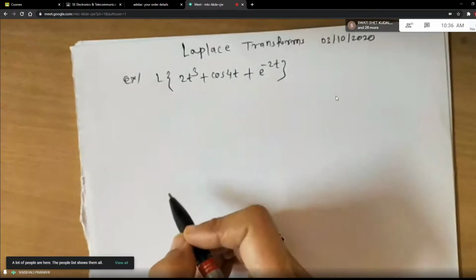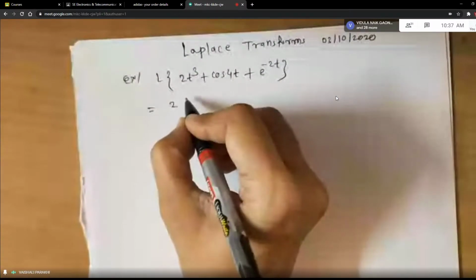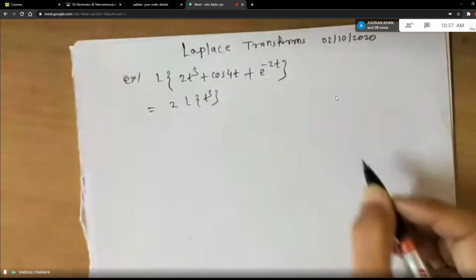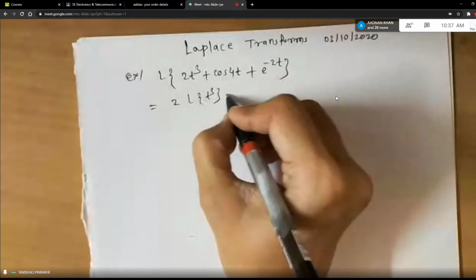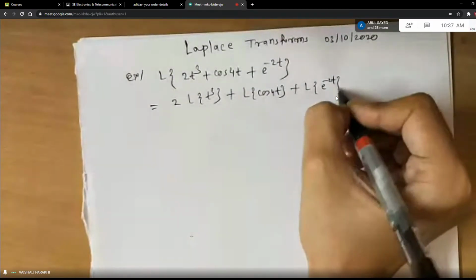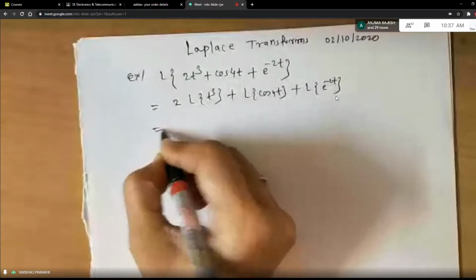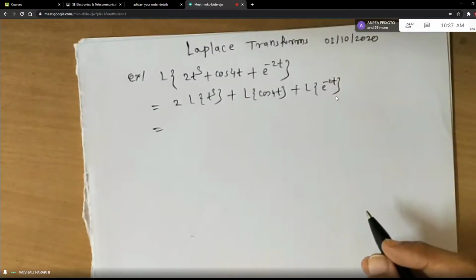So to solve this particular problem, what we do? Take 2 common, that is the constant, Laplace of t cube. I am using the linearity property here, students, plus Laplace of second term plus Laplace of third term. So I have separated the Laplace transform of every term by taking out the constants. Now in the last class I have given you the table of formulas. Now you have to follow the table to write down the Laplace of every function inside the bracket.